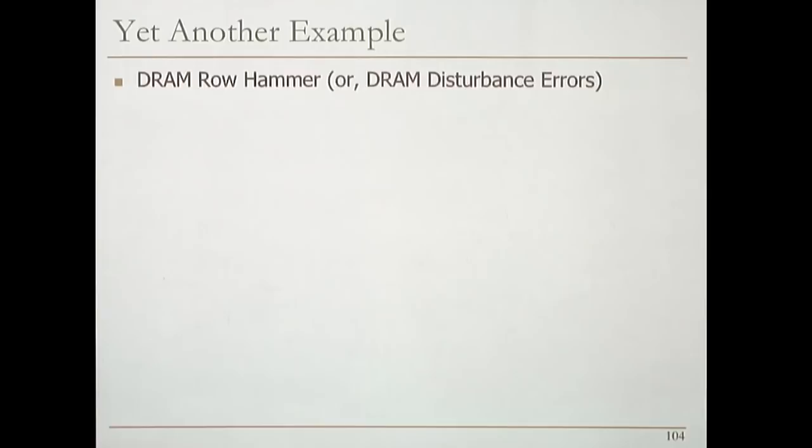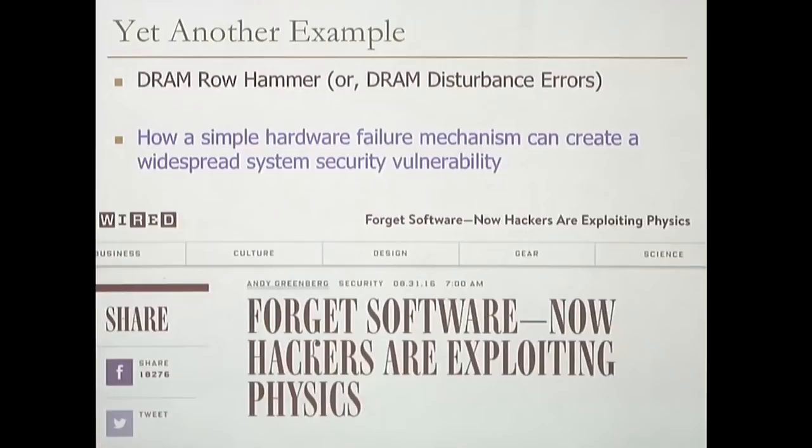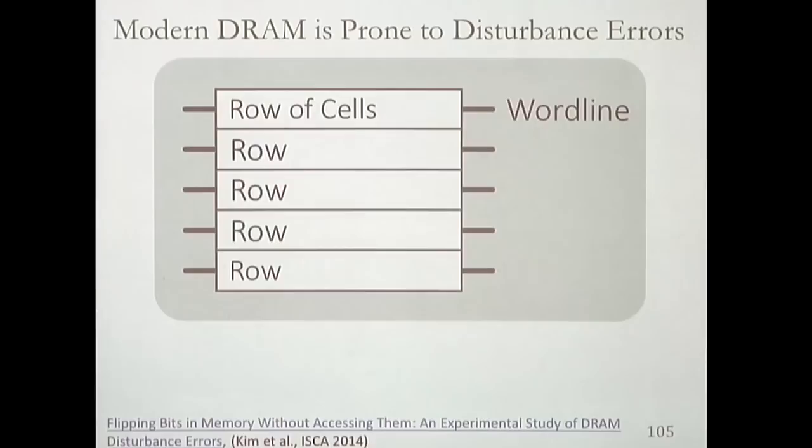Okay, so this is another example of knowing what's happening underneath, right? Basically, this is a simple hardware failure mechanism that can create a widespread system security vulnerability. And if you're interested in some other software people's opinion about this, there's this Wired article that talks about forget software, now hackers are exploiting physics to take over systems. They talk about Rowhammer, basically.